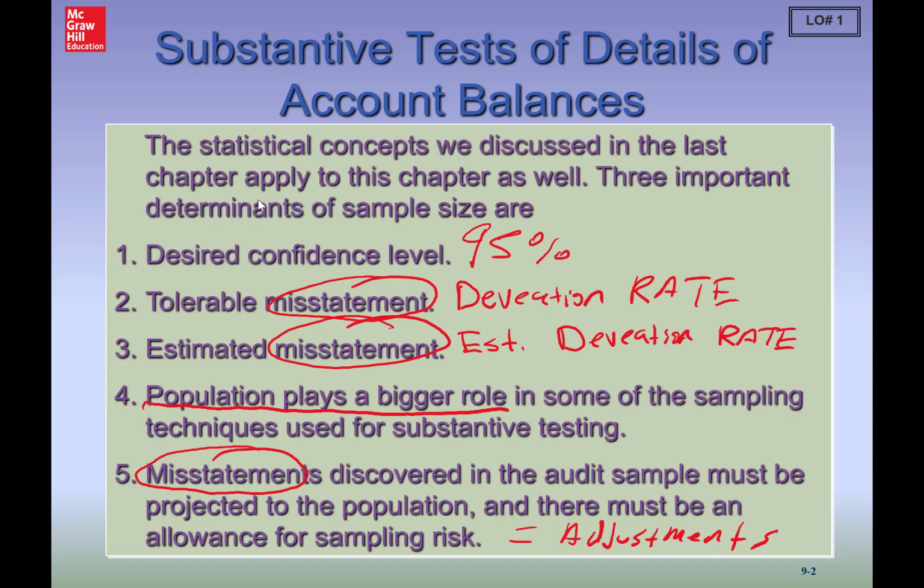So here, we call it population, but really the dollar amounts will play a bigger role in how we determine how we're going to do the sampling. And then misstatements, when we find them, if they are material, that will equal adjustments. If we have a material misstatement, we will have to make an adjustment to the financial statements in order to bring those misstatements down below our tolerable mistake. We'll talk a little bit more about that.